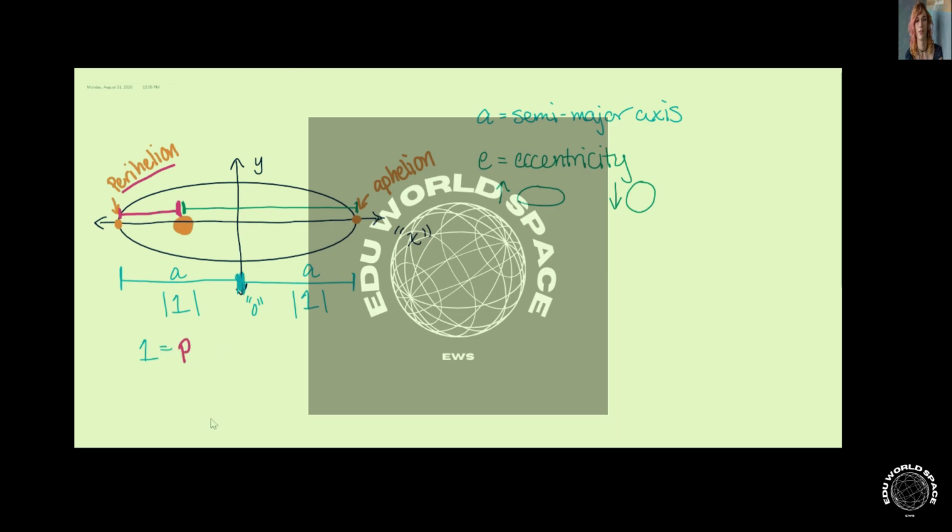Let's name it P. And it's also going to be this residual distance. So 1 is going to be P plus this residual distance, and we're going to call that residual distance EA. Sound good? So once again, residual distance is going to be defined as EA.